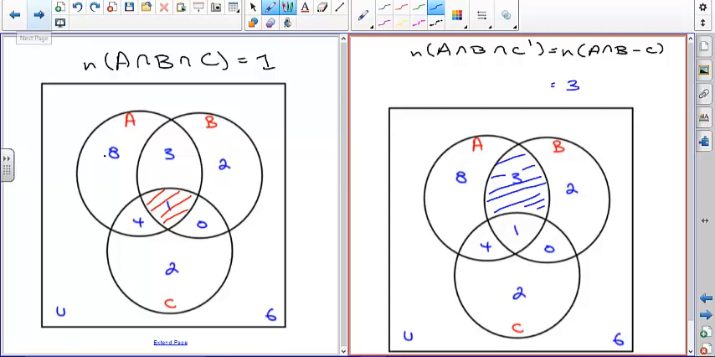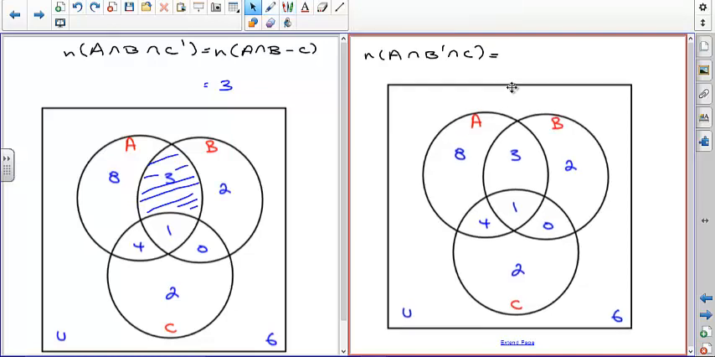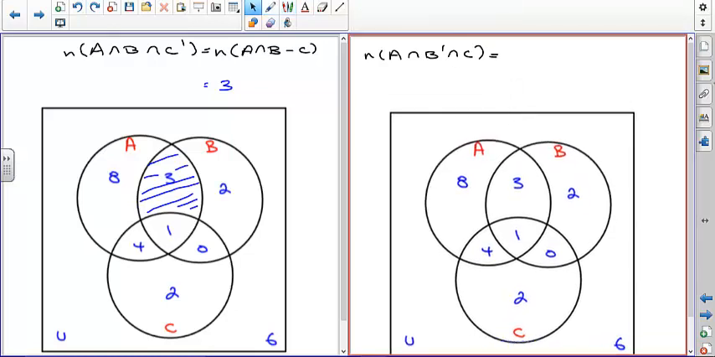And we have 2 that are similar to that. You just change the order. So the number of elements in A intersect B complement intersect C. What you can see I've done is put the complement on set B instead of set C. So we can change the order of the sets. It doesn't matter which order we do these. So I'm going to do A intersect C and then move the B complement to the end.